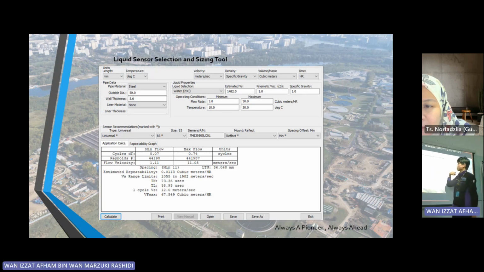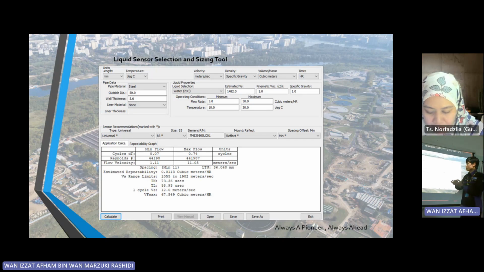We can refer to any JKR spreadsheet or pipe spreadsheet, and then we can get the specific data. For wall thickness, we just use a wall thickness gauge from any hardware store. We can measure how thick the wall of the pipe is. In this case, the thickness will be 5 millimeter.